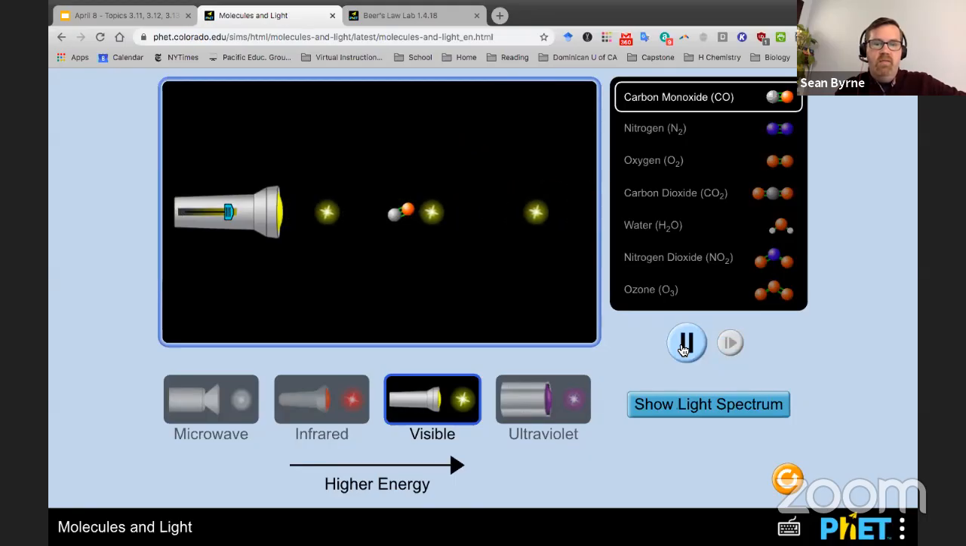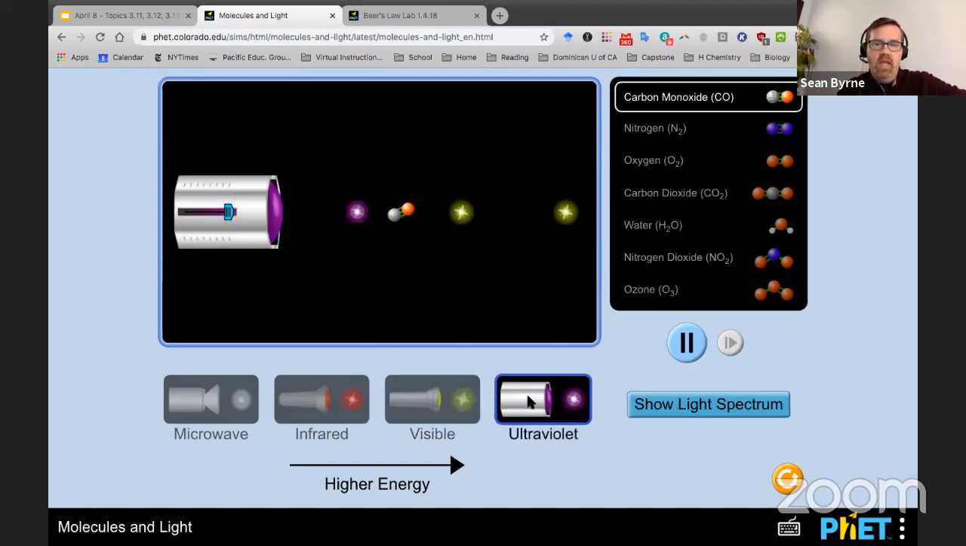Okay, there was one infrared wave that was left there. That's where that last one was shaken. But we see visible light is not causing either rotation or vibration, and ultraviolet is similarly not rotating or vibrating this molecule.